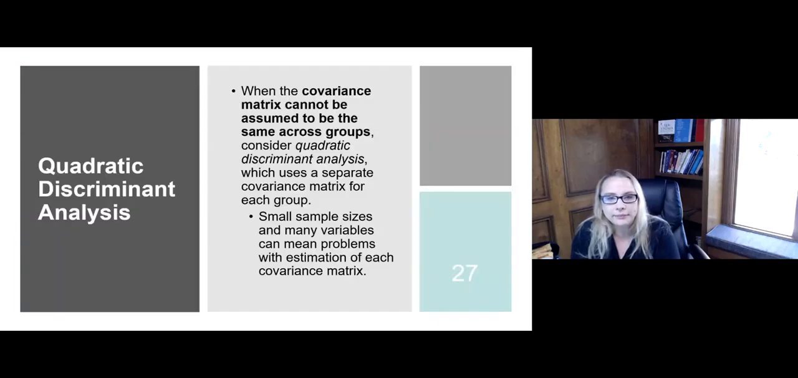When the covariance cannot be assumed to be the same across groups, which again is one of the requirements when you're using linear discriminant analysis, then you might want to consider using quadratic discriminant analysis, which uses a separate covariance matrix for each group. With small sample sizes and many variables, there can be problems with the estimation of each covariance matrix, so you have to be careful if you have a small sample size. This might not be a good approach for that problem.